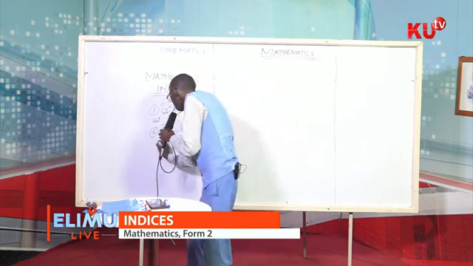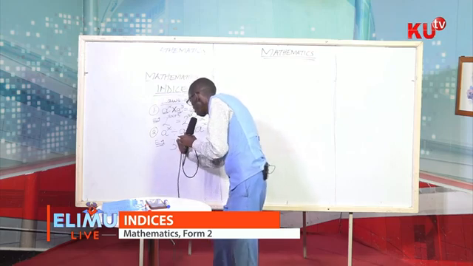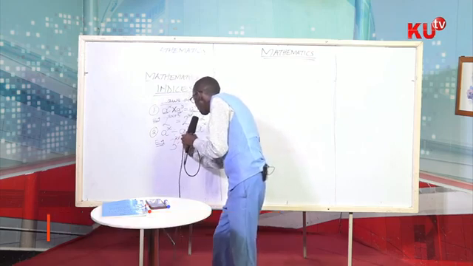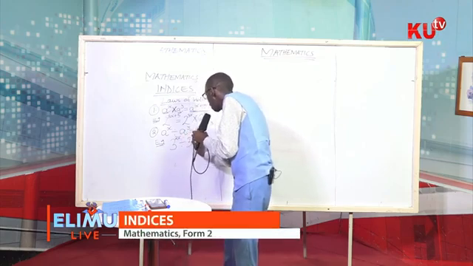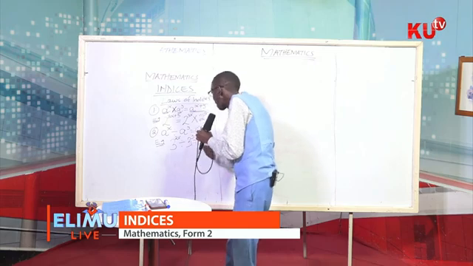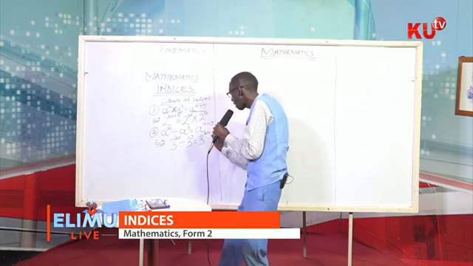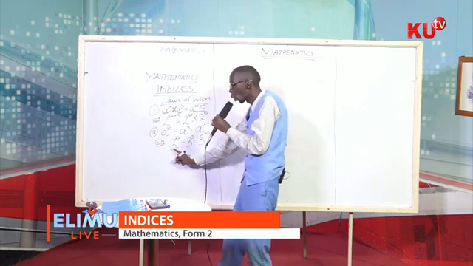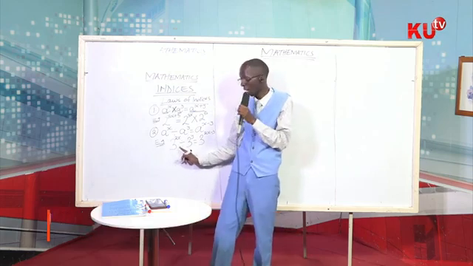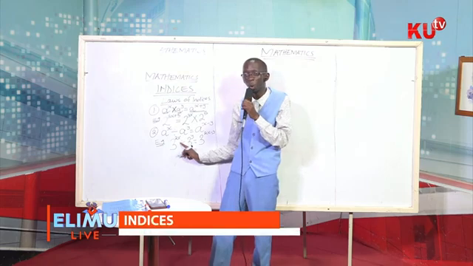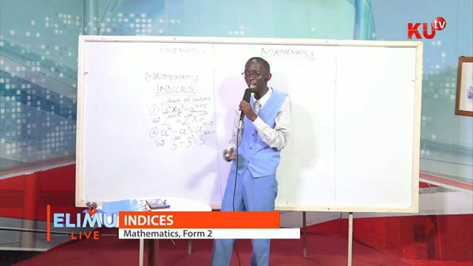For example, 3 to power 2x divided by 3 to power y is the same as 3 to power 2x minus y. Because the bases are the same and we have a division sign, we are going to subtract the powers and it will be 2x minus y.